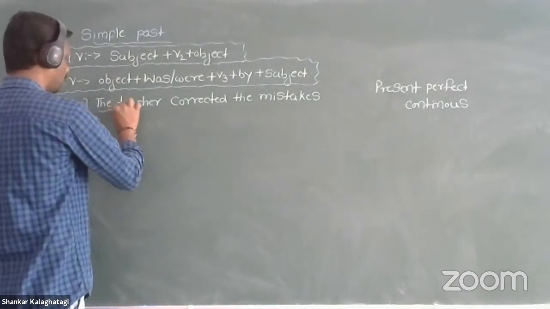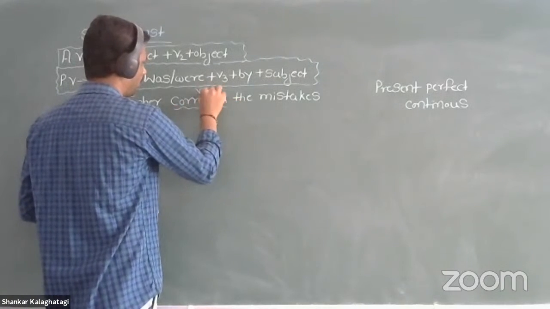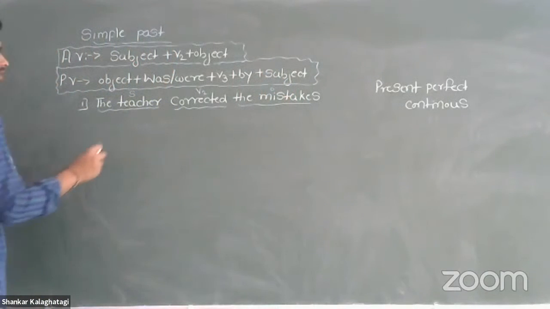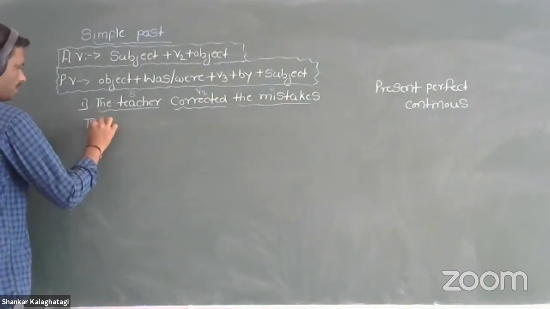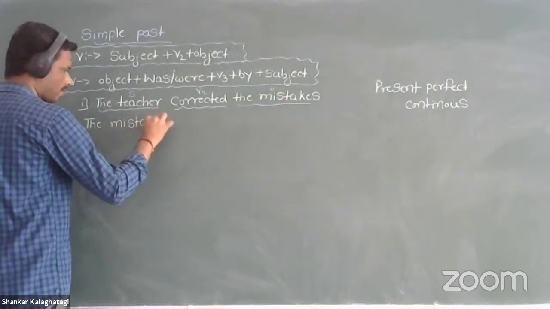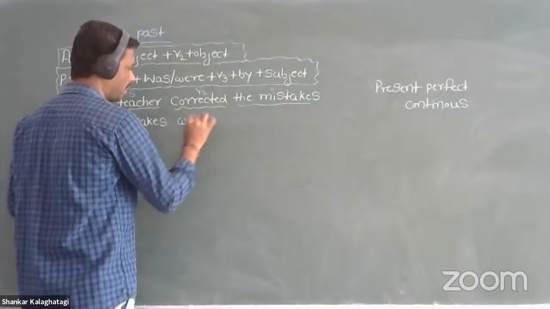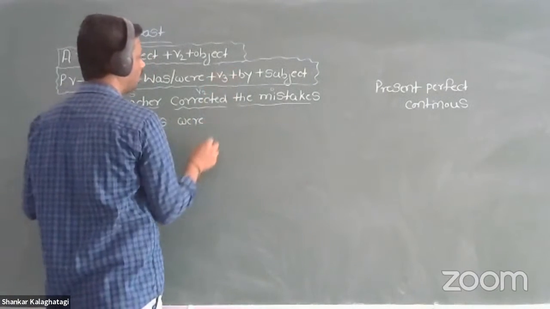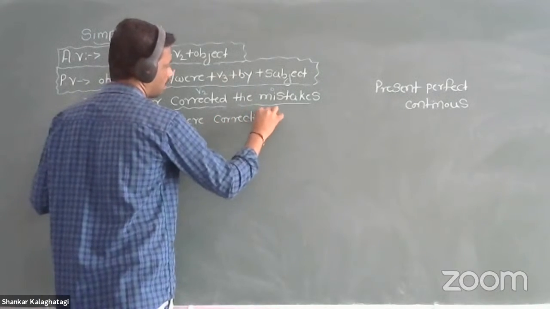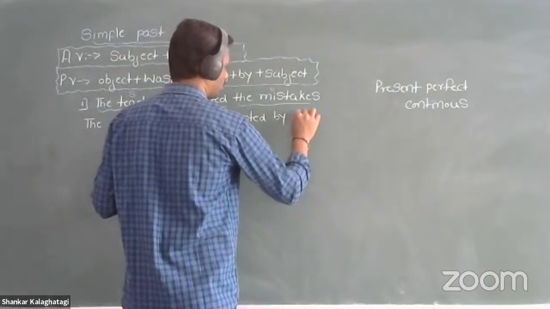Okay. Now the teacher is our subject. Corrected is the verb. The mistakes is our object. Now first we have to write the object, that is the mistakes. Now mistakes is in the plural form, we have to use were. The mistakes were. Okay. After that we have to write the third form of the verb. So that is corrected only. Corrected by. The mistakes were corrected by the teacher.